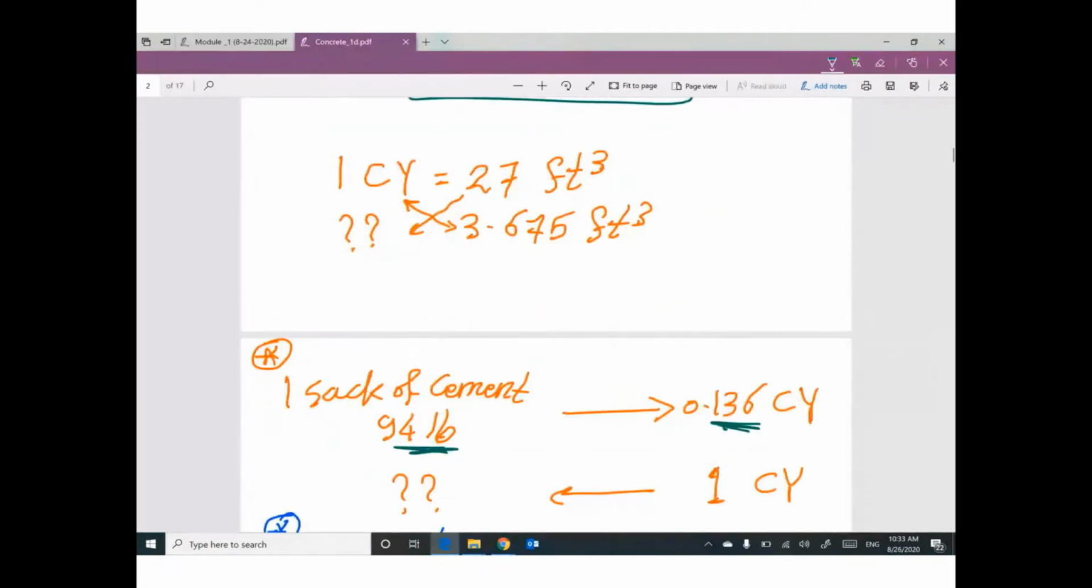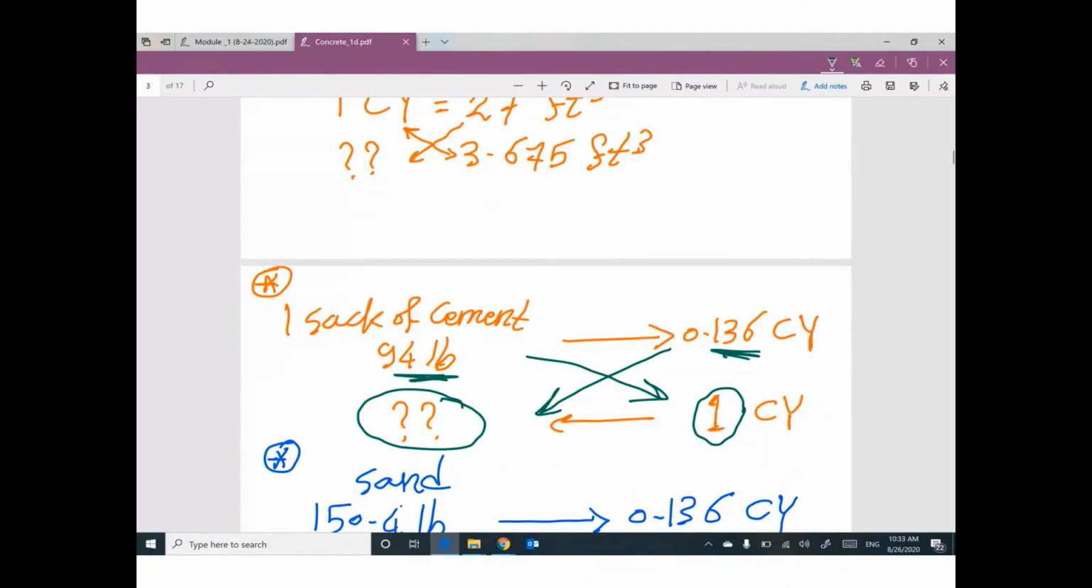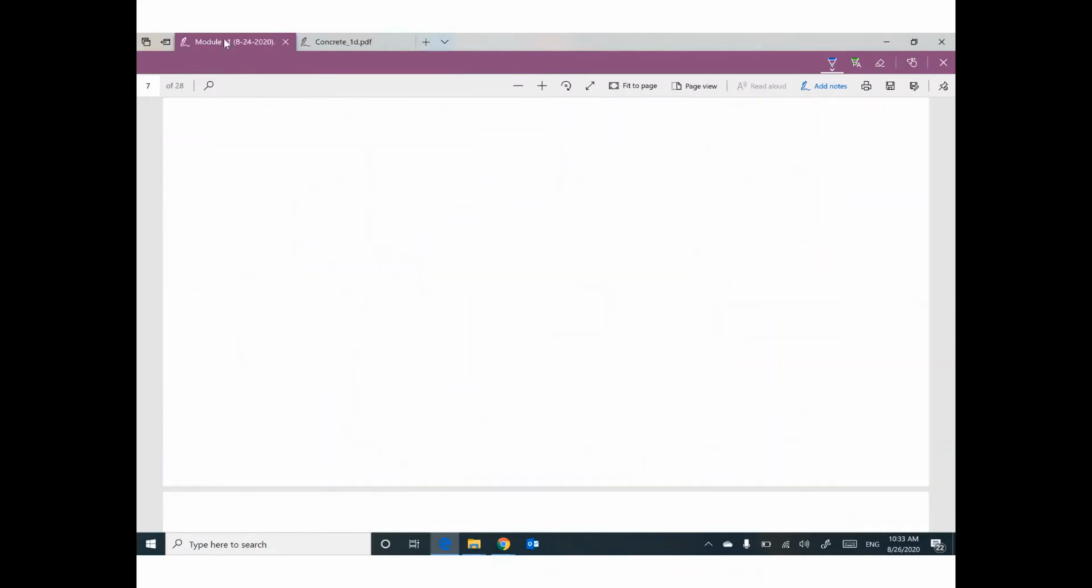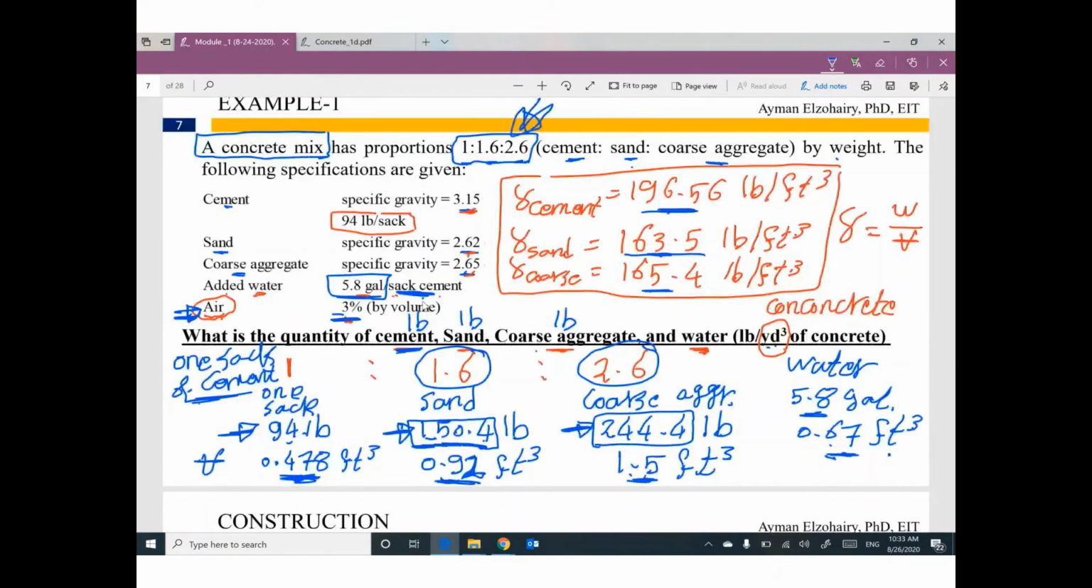Can you tell me how much weight of cement to produce 1 cubic yard? I can figure out. This weight of sand created this volume of concrete. So can you tell me how much weight of sand to produce 1 cubic yard of concrete? And so on. So finally, I can figure out how much weight for each component to produce 1 cubic yard.